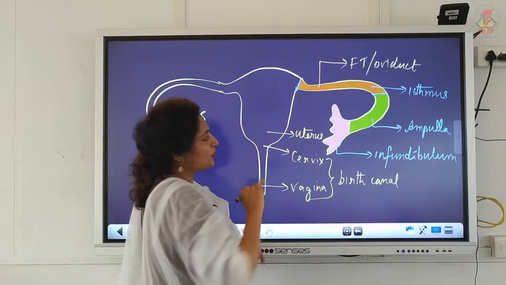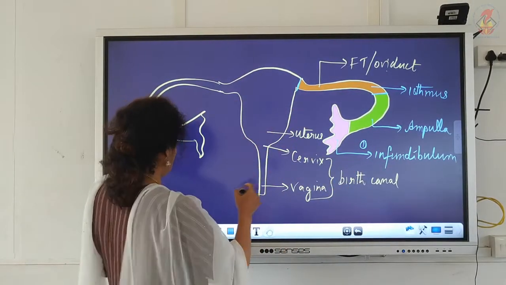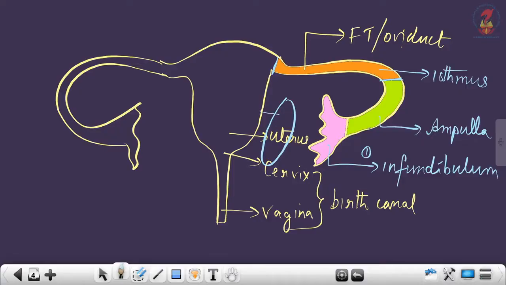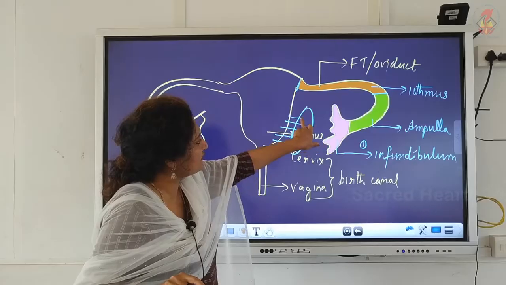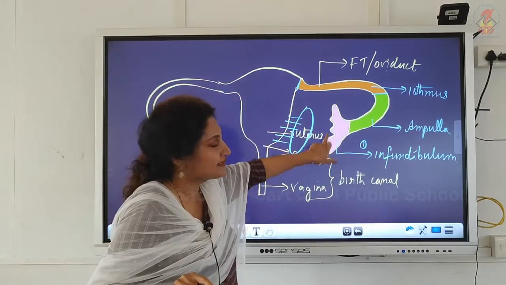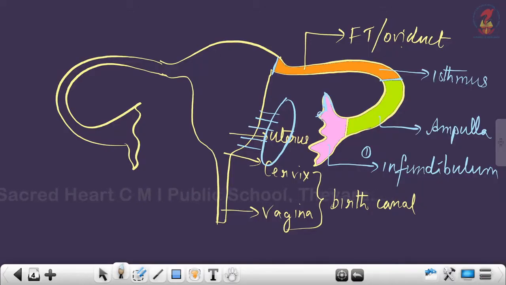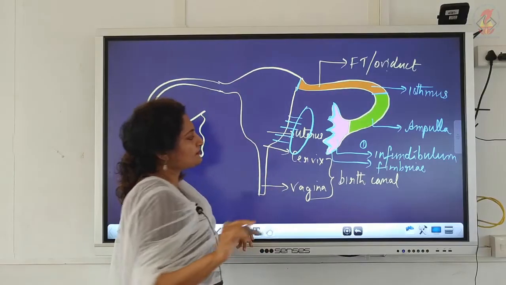So the three parts of the fallopian tube are the funnel-like structure, which is facing the ovaries. I'll just draw the ovaries, which are attached by ligaments to the uterus. So this funnel-like structure, which is facing the ovaries, is known as the infundibulum. And look at the margin of the infundibulum, it is not smooth, it is thrown into foldings. I am highlighting it, see, foldings, finger-like processes. These finger-like processes are called fimbriae. So that's the first part called the infundibulum.